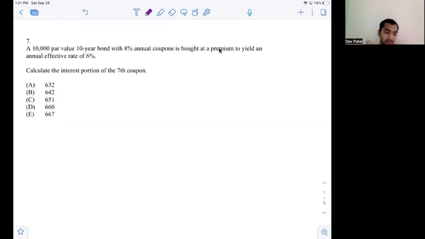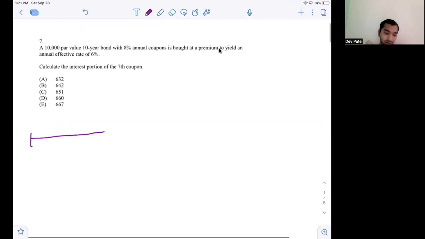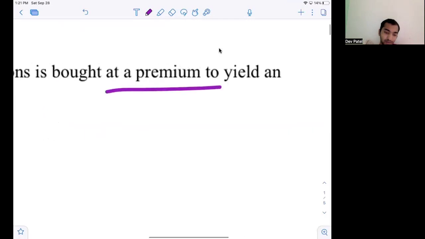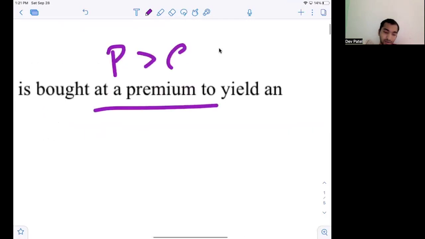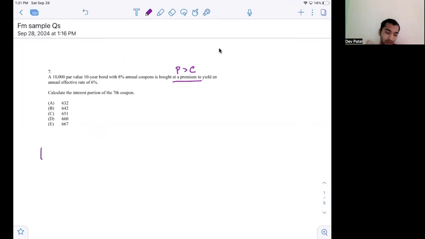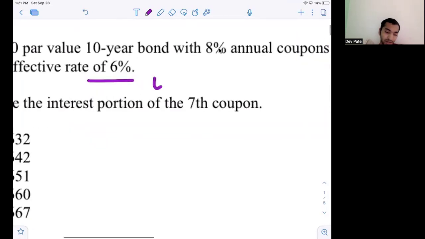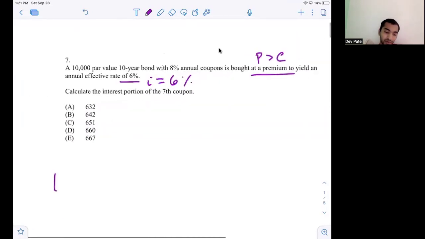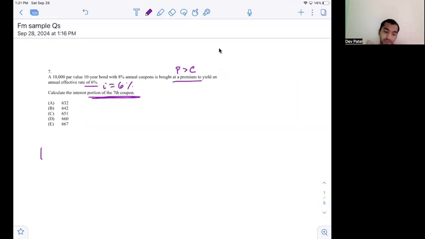So question seven: a 10,000 par value 10-year bond with 8% annual coupons is bought at a premium. So bought at a premium, meaning that price is going to be greater than the redemption amount, to yield an annual effective rate of 6%, or i is 6%. We want to calculate the interest portion of the seventh coupon.